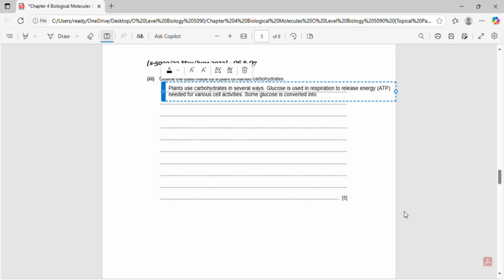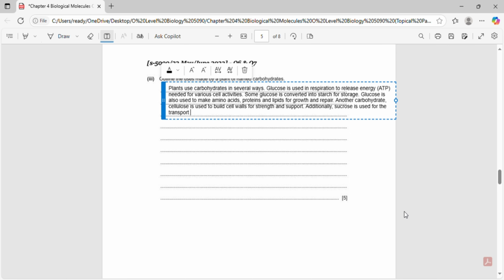Some glucose is converted into starch for storage. Glucose is also used to make amino acids, proteins and lipids for growth and repair. Another carbohydrate, cellulose, is used to build cell walls for strength and support. Additionally, sucrose is used for the transport of sugars around the plant.